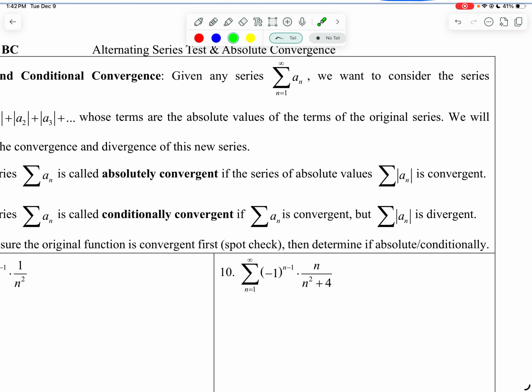Now, if you take the absolute value of the series and it turns out it is divergent, then the original series is going to be called conditionally convergent. That just basically means that the original series is convergent, yay, yippee, hooray, but if we were to add all of the terms up in absolute value, that is not going to be convergent.